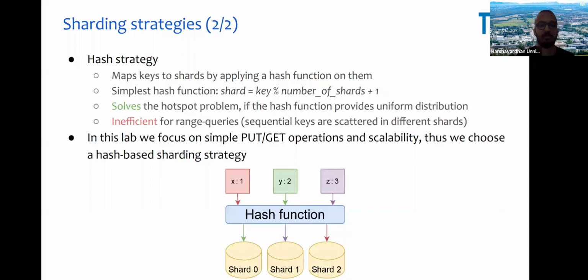This solves the hotspot problem that was described in the previous slide if the hash function ensures a uniform distribution of the keys across the shards. However, this technique is inefficient for range queries, as sequential keys are distributed across different shards and result in a large number of messages being exchanged. For the purpose of this exercise, we focus only on hash-based strategies.